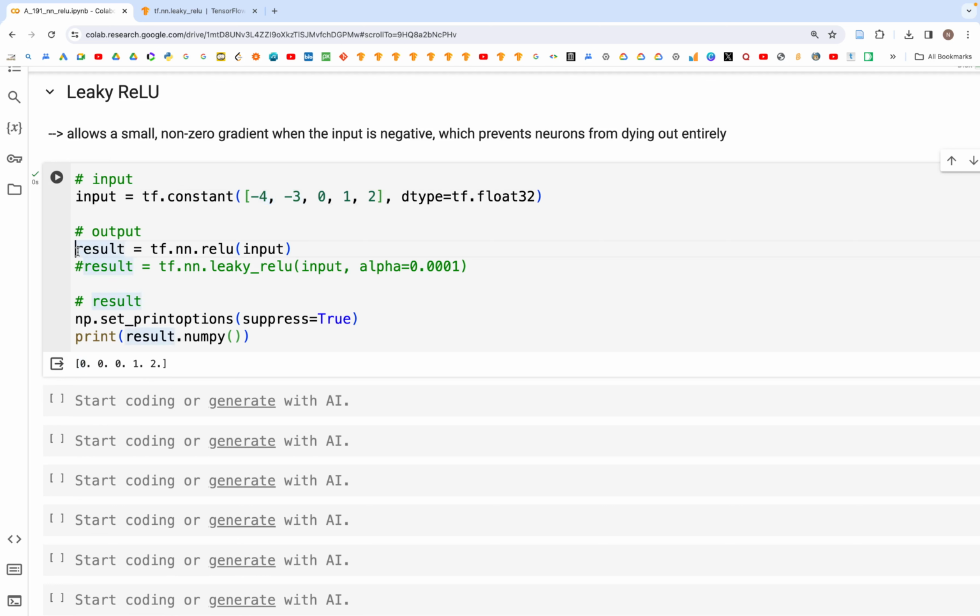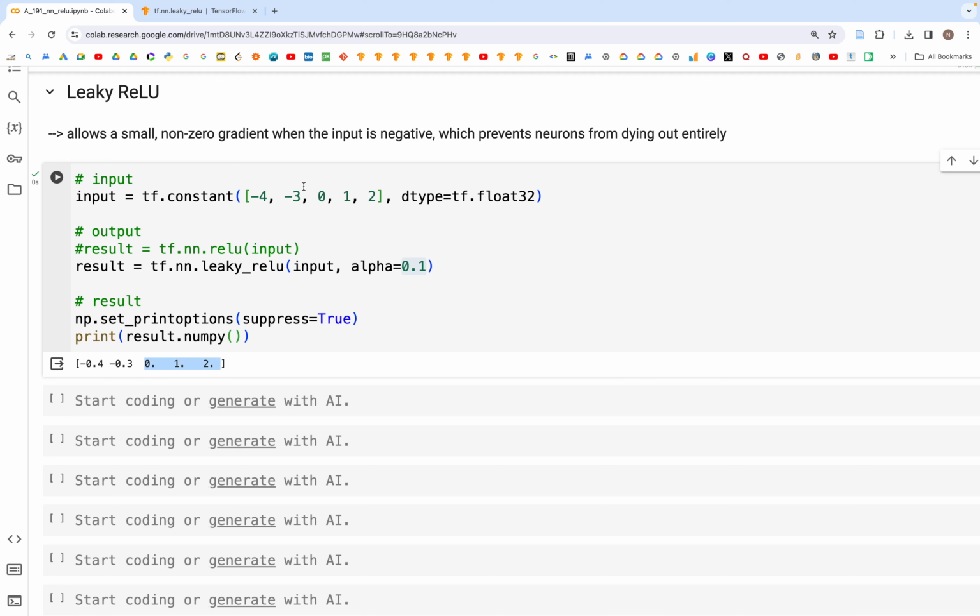Now if we use the leaky ReLU and if we set the alpha to, let's say, 0.1, then what will happen is instead of -4 we would get a value that is multiplied by this particular 0.1 alpha. So we would get -0.4, -0.3 instead of zeros, and then the rest of the values stay as is.